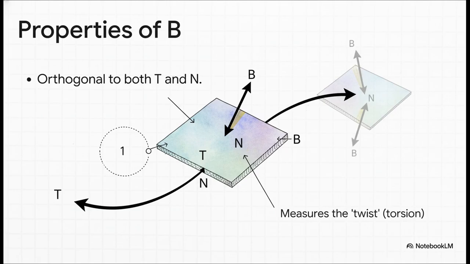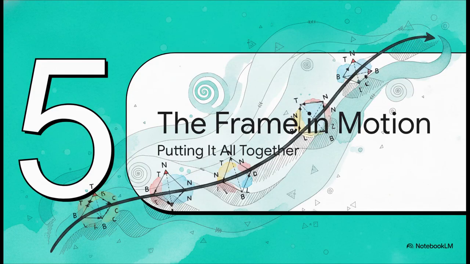So here are the things you really need to remember about the binormal vector. First, just by the definition of a cross product, it's going to be perpendicular to both T and N. Second, since T and N are both unit vectors and they're perpendicular, their cross product, B, is also guaranteed to be a unit vector. It completes our little moving trihedron frame. And it also helps us measure something called torsion, which is basically how much the curve is twisting out of being flat.